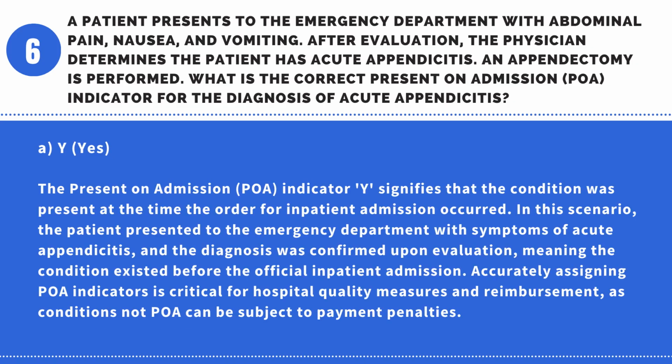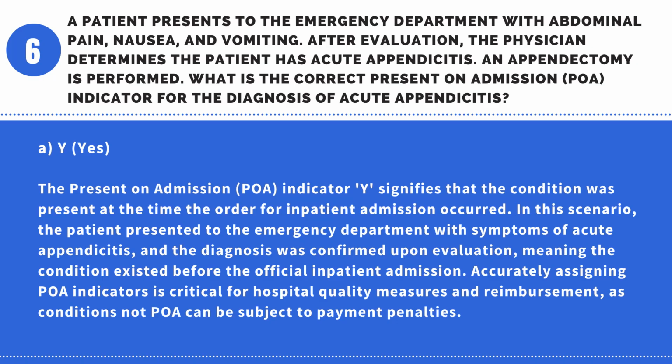Answer. A. Y, yes. Explanation. The present on admission, POA, indicator Y signifies that the condition was present at the time the order for inpatient admission occurred. In this scenario, the patient presented to the emergency department with symptoms of acute appendicitis, and the diagnosis was confirmed upon evaluation, meaning the condition existed before the official inpatient admission. Accurately assigning POA indicators is critical for hospital quality measures and reimbursement, as conditions not POA can be subject to payment penalties.